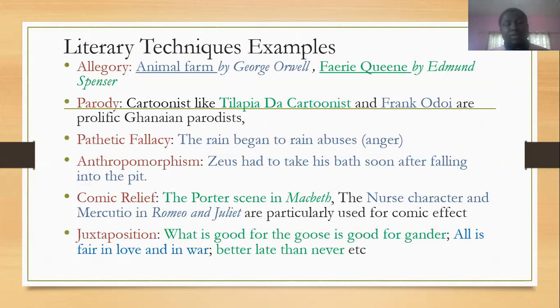Now, allegory, as we've earlier mentioned, we have works by George Orwell, and then we have the Faerie Queene by Edmund Spenser. I will encourage you to research on them and see how these people have presented animals or used creatures to refer to incidents that you wouldn't have ordinarily thought they would have been able to capture in that manner.